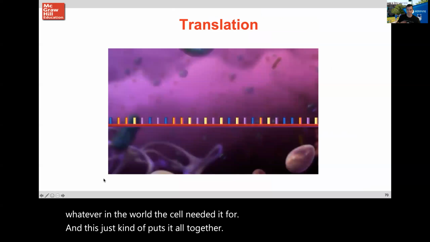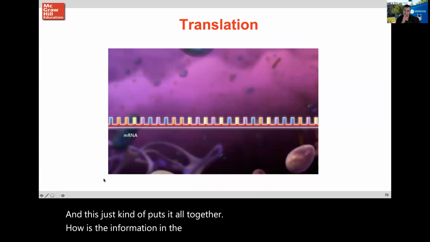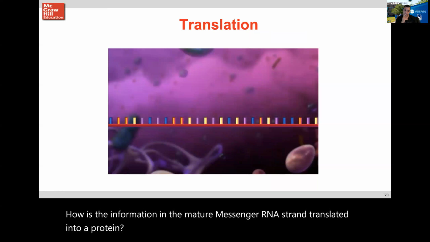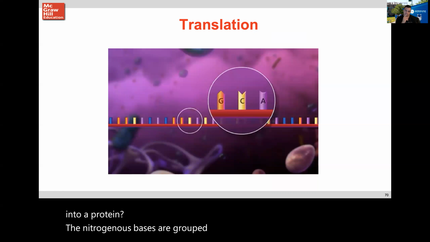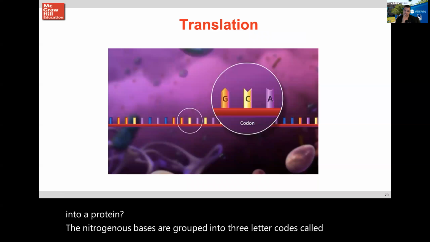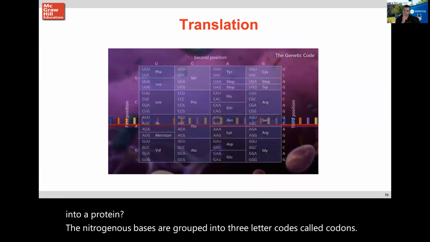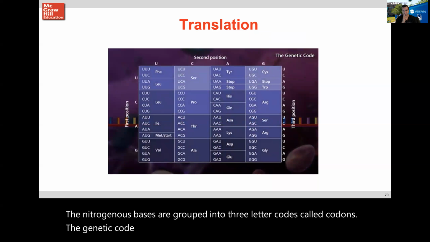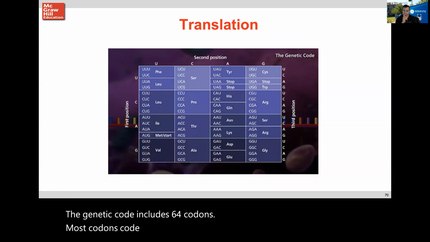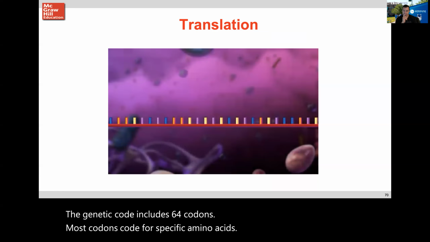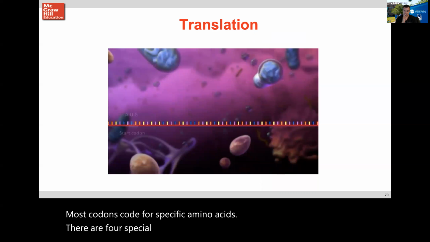How is the information in the mature messenger RNA strand translated into a protein? The nitrogenous bases are grouped into 3 letter codes called codons. The genetic code includes 64 codons. Most codons code for specific amino acids. There are 4 special codons, one that codes for start, and 3 that code for stop.